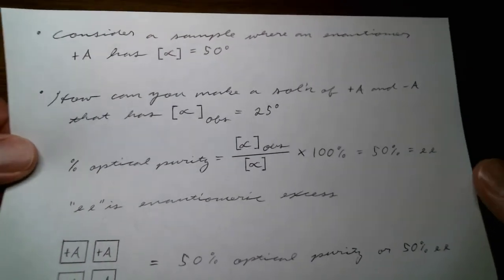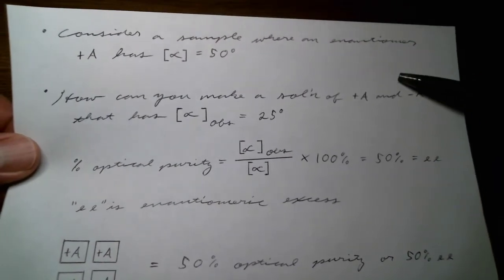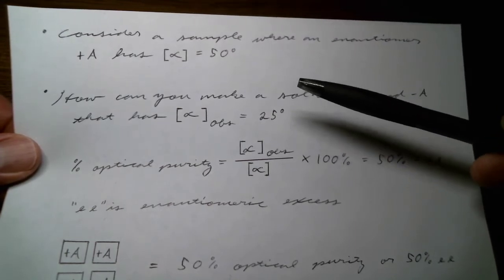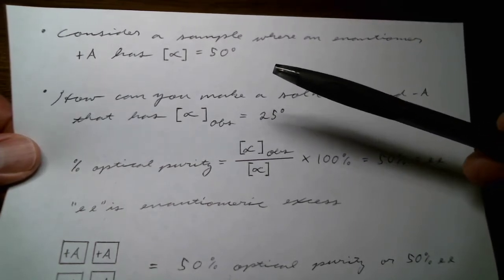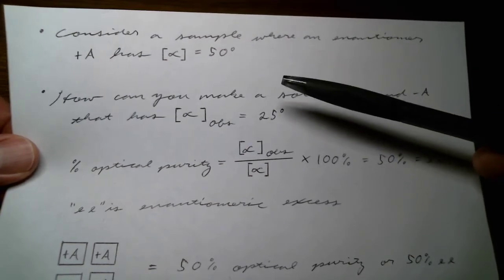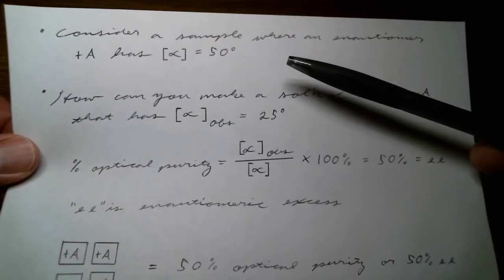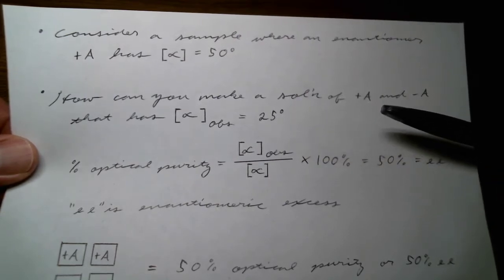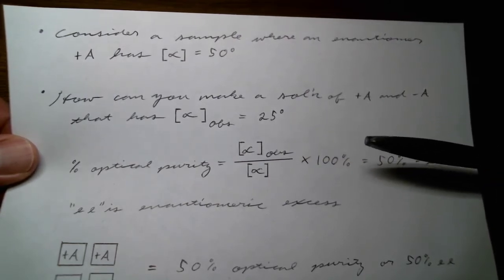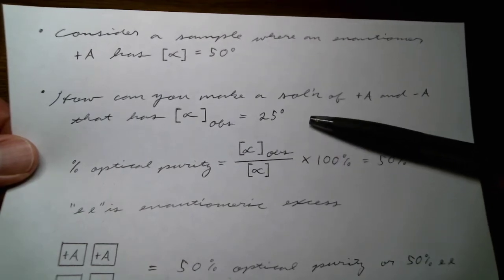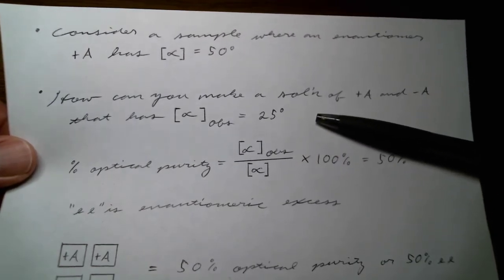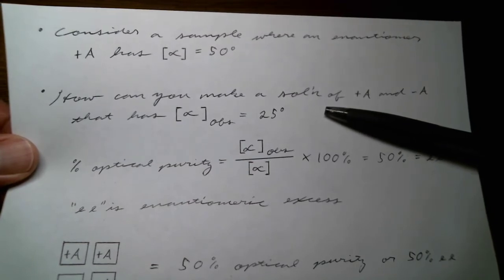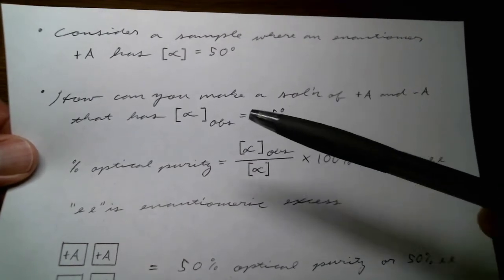So to begin, consider a sample solution where an enantiomer plus A has specific rotation alpha of 50 degrees. How can you make a solution of plus A and minus A that has an observed rotation of 25 degrees? And so this gets directly to our ideas of percent optical purity and enantiomeric excess.